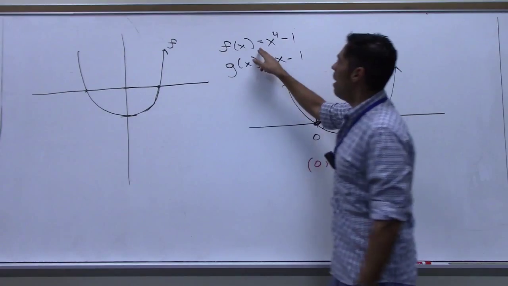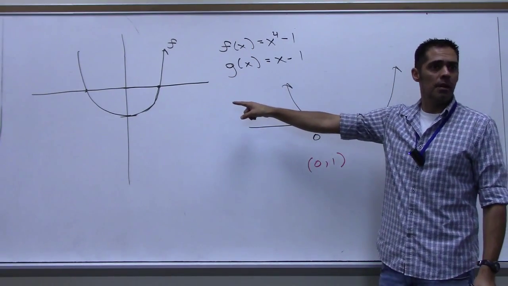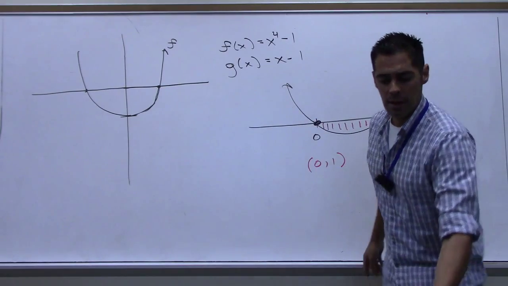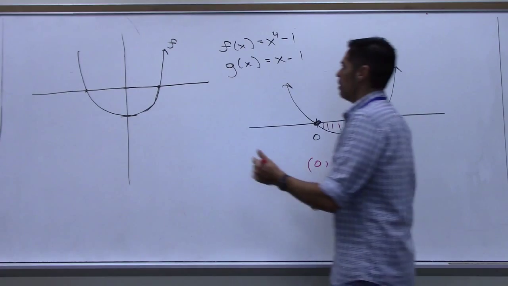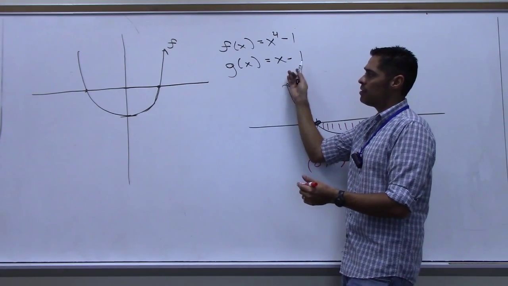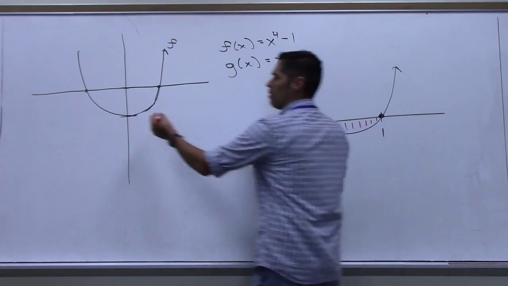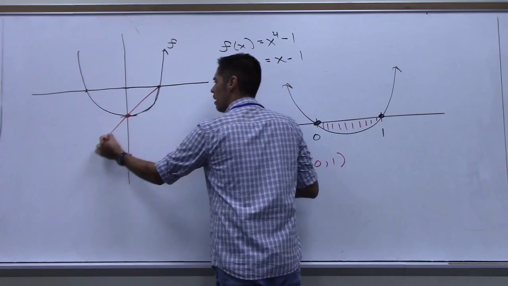So if you were to graph f of x, that's what it would look like. It would look like a parabola. All right? If you were to graph g of x, here's what it would look like. It's a line, right? Y-intercept of -1, slope of 1. So I go to -1 on the y-axis. I go up 1 over 1. It would look like this, right?